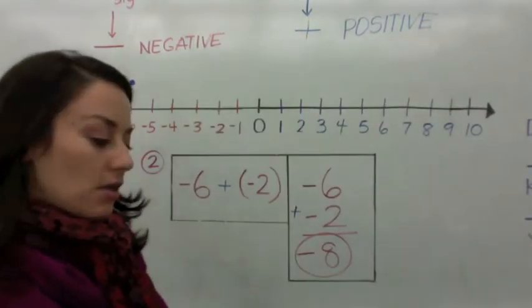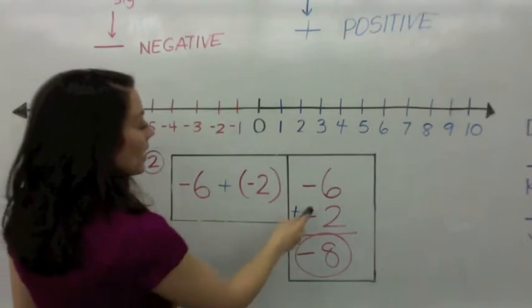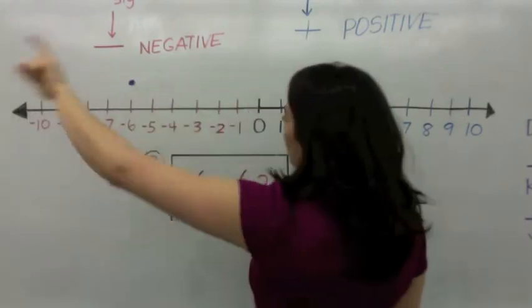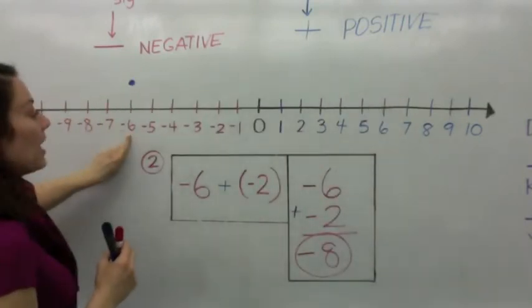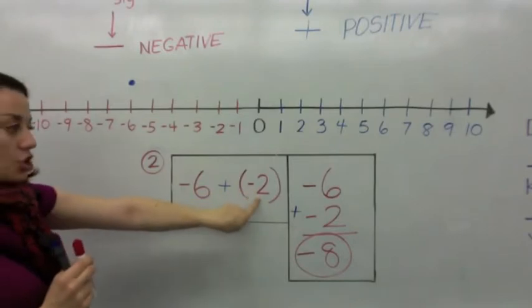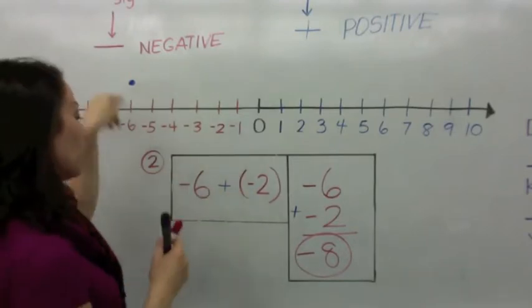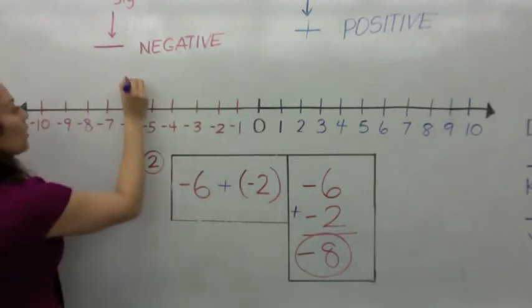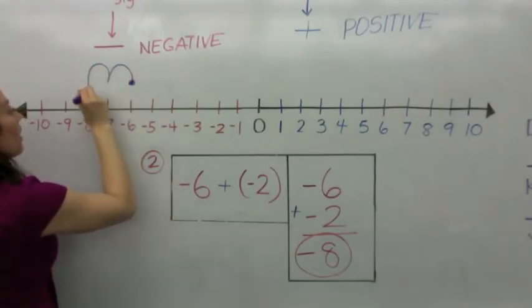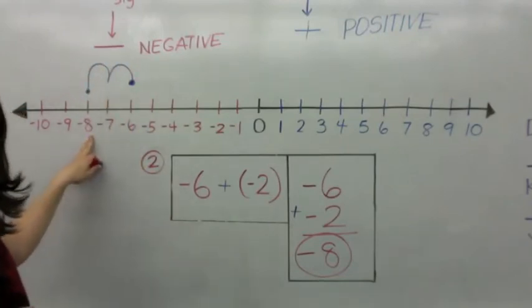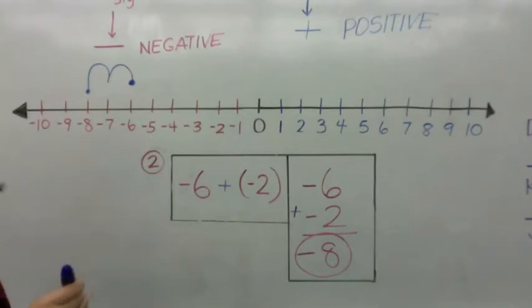Let's verify this on the number line. So you're going to start at negative 6, negative to the left. Here's negative 6. Then you have to go in the negative direction 2 more. So we're going to go 2 to the left. We're going to say 1, 2. And is our answer negative 8? Yes, it is. Very good.